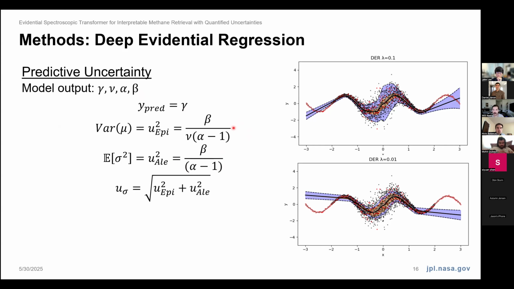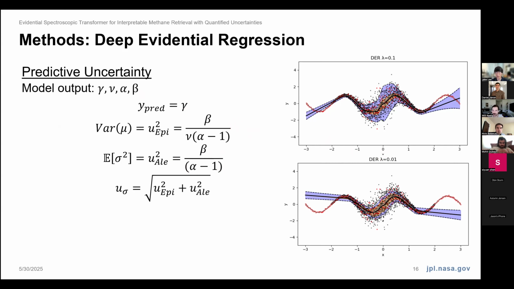And you can see on the right 2 examples of tuning this lambda. This is pretty problem dependent, so you do need to do a sweep through this parameter. And you can see how it inflates and deflates the epistemic region for the same toy data set. And I think I'll give it back to you, Jake.